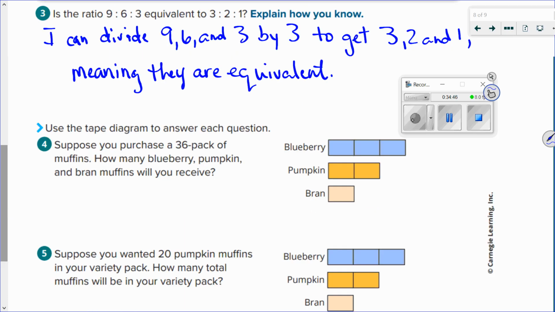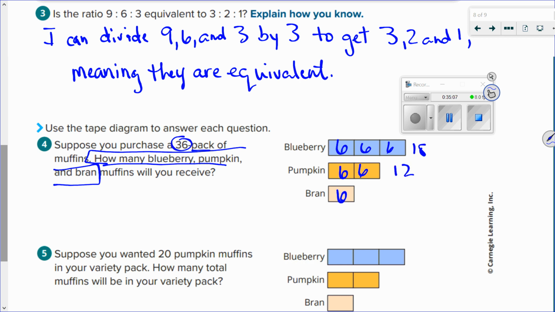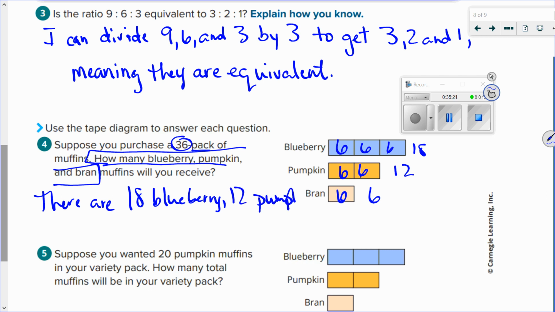Okay, guys. So this one, hopefully you broke it down quickly. So I have a 36 pack of muffins. How many blueberry, pumpkin, and bran will I receive? So 36, I have 6 boxes, makes a ratio constant of 6. So I put 6 in each box. That gives me 18, 12, and 6. So there are 18 blueberry, 12 pumpkin, and 6 bran muffins.